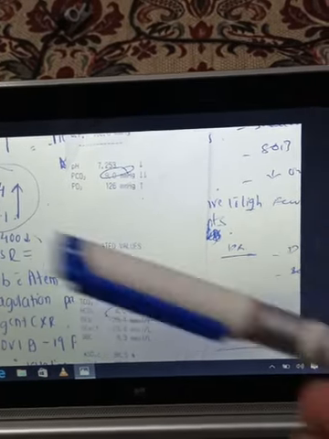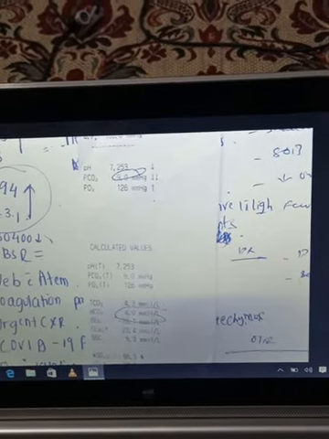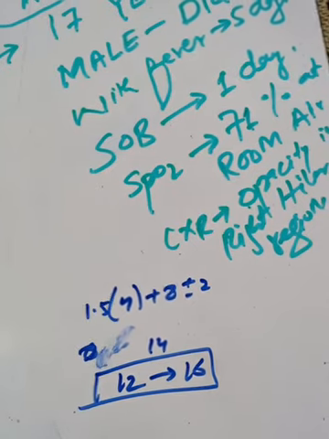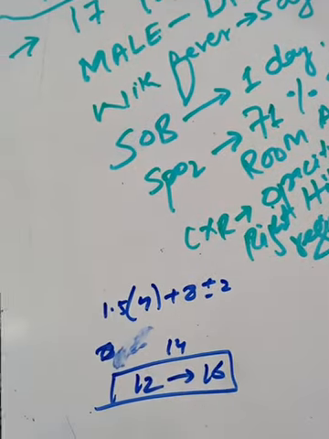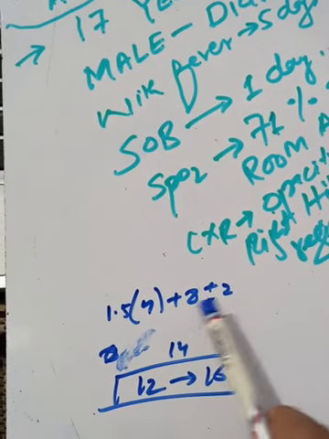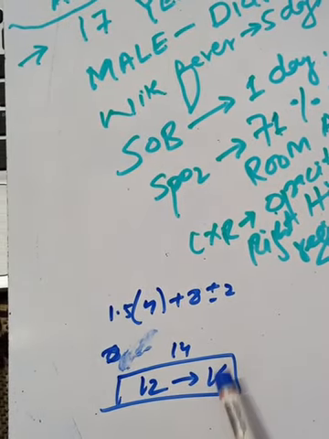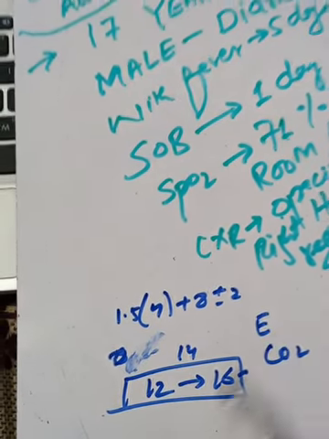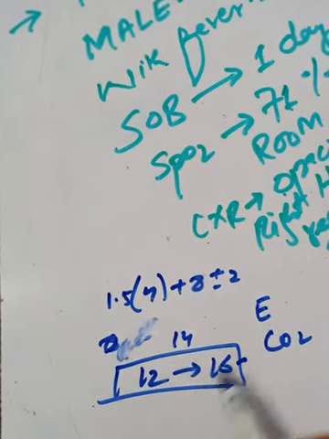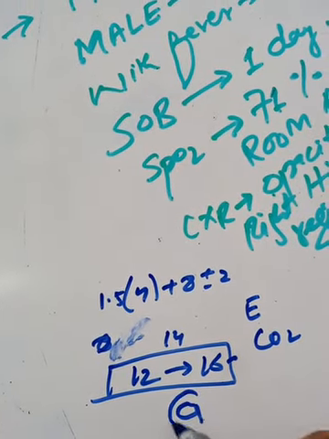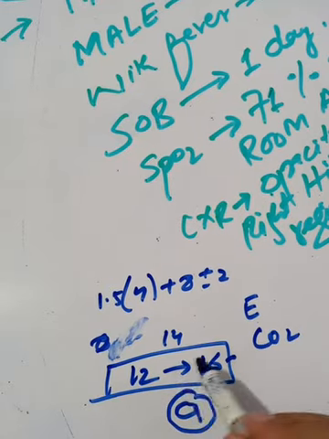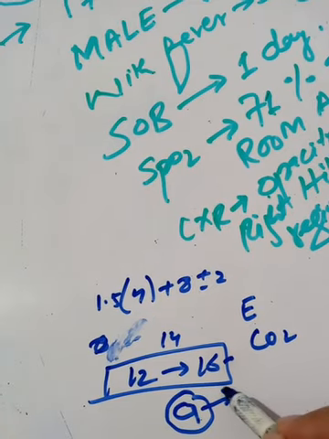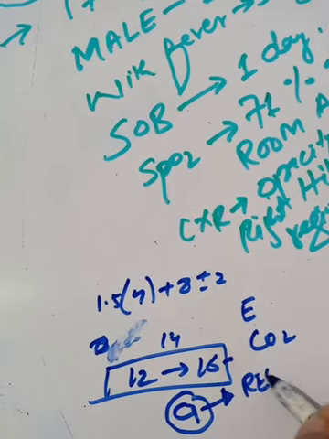But why is the CO2 decreased? Is it compensation, or is it also a primary pathology? We have to apply the formula, Winter's formula: 1.5 times bicarb plus 8, plus or minus 2, and that came out to be 12 to 16. This is the expected CO2. But what is the CO2 in the ABGs? That is 9, which is less than the range. If it was in the range, that was compensation. If it is less than the range, the decrease in CO2 causes what? Alkalosis. So this is respiratory alkalosis.